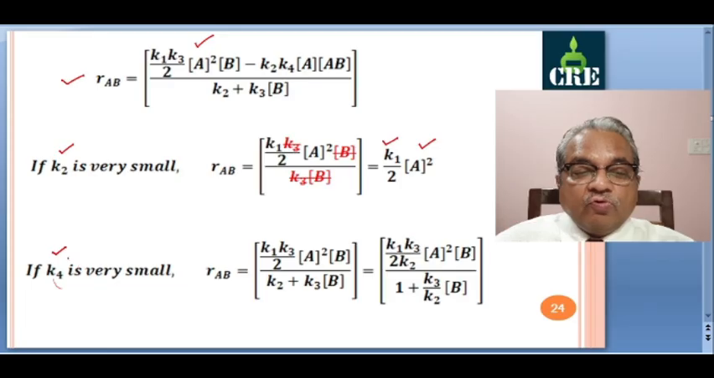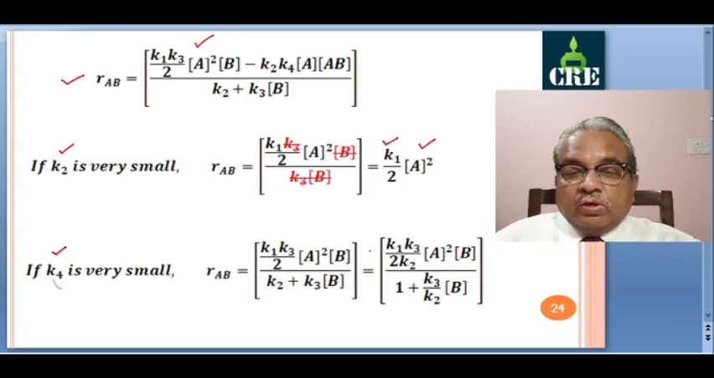Second possibility, with K4 very small, this goes, but both these terms remain. So we have K1 K3 by 2 concentration of A square concentration of B divided by K2 plus K3 into concentration of B. If I divide numerator and denominator by K2, we get K1 K3 by 2 K2 into concentration of A square into concentration of B, in the denominator 1 plus K3 by K2 B.